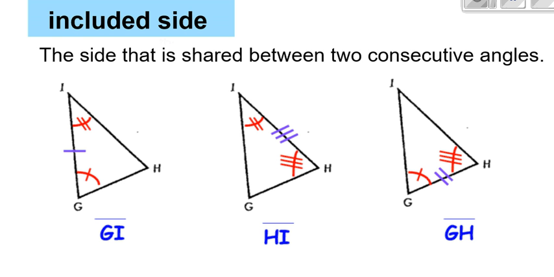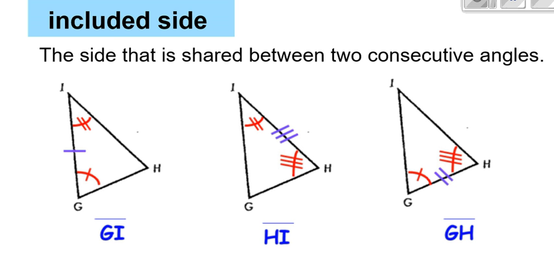Before we get started, we need to talk about included sides. An included side is the side that is shared between two consecutive angles. So please take a moment, pause the video, and get this in your notes.